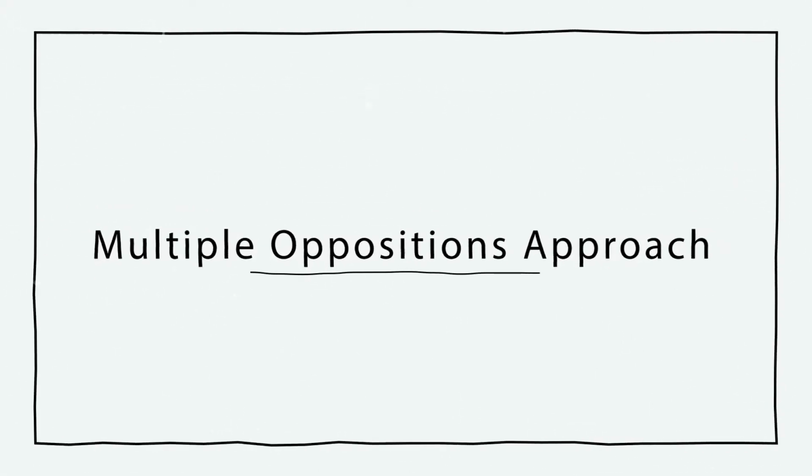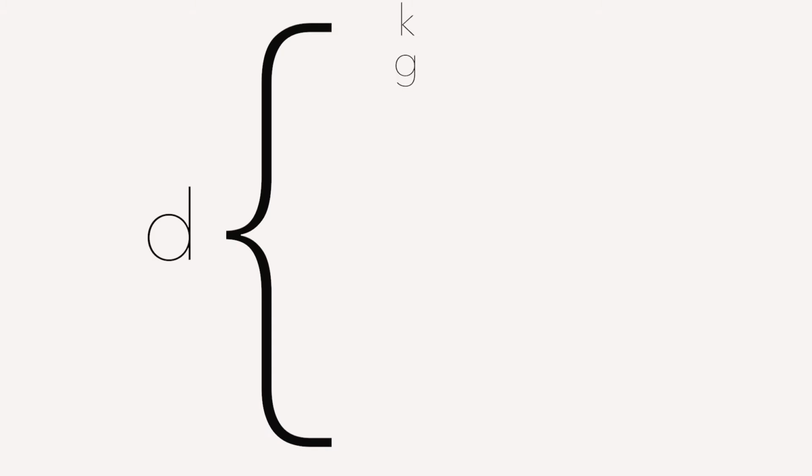Let's talk about the multiple oppositions approach. This treatment approach addresses a phoneme collapse. A phoneme collapse is when one sound is substituted for a bunch of other sounds. For example, you might have a client that substitutes d for k, g, s, z, sh, zh, ch, and j. This makes them very difficult to understand.